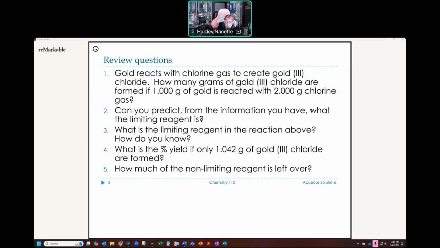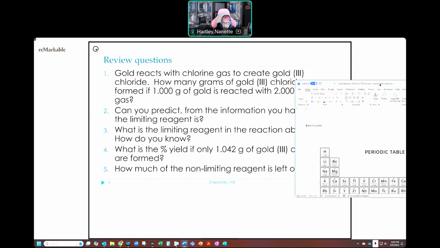So gold reacts with chlorine gas to create gold-3 chloride. How many grams of gold-3 chloride are formed if 1 gram of gold is reacted with 2 grams of chlorine gas? Okay, so let's talk about how we do that. Let's go back through our steps when we do this. So gold, now remember, when we talk about gold, we need to pull over our periodic table and be able to remember where gold is.